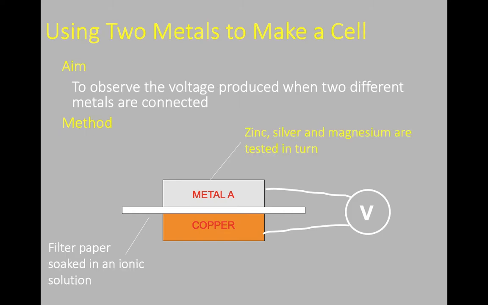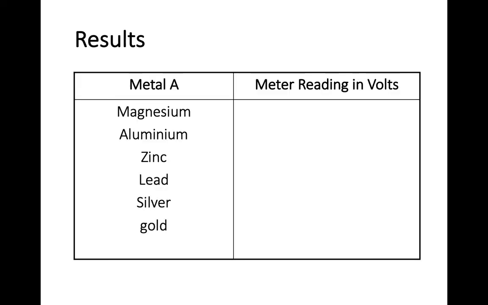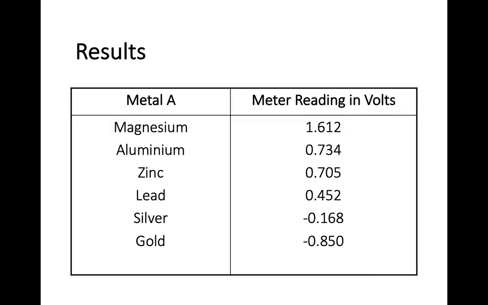So some of the metals that we would let you use are things like zinc, silver, magnesium. You would test them one by one. You would then record the reading on the voltmeter. So here is our results table. Now, metal A could be magnesium, aluminium, zinc, lead, silver and gold. We would connect them in a cell with copper and we would get the following readings.